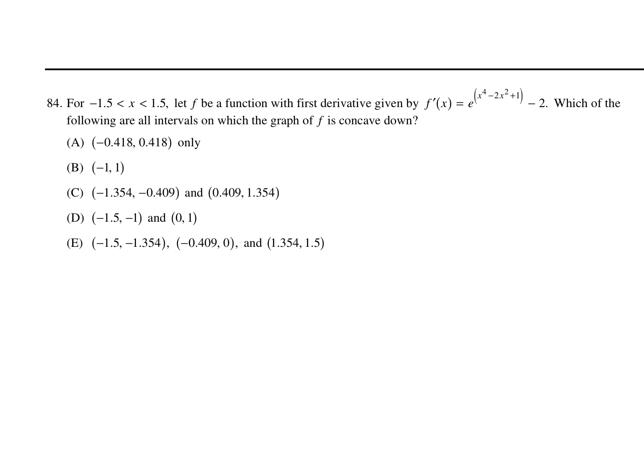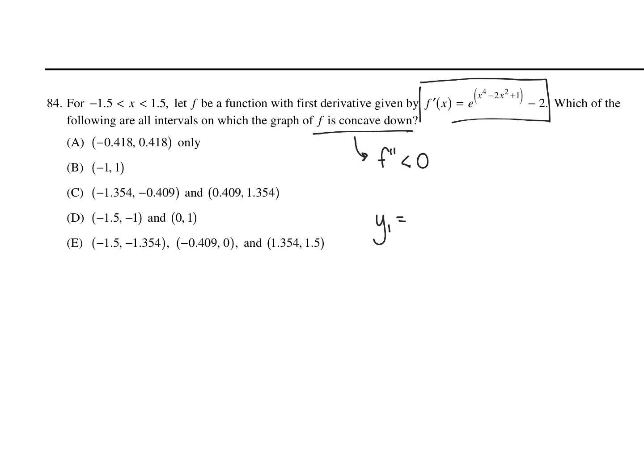Can I show you how I would do it and let you type it in and see how it shows up for you? Okay, so this asks us to let function be f with a first derivative that's given. Which of the following are intervals on which the graph of f is concave down? What would we be looking for when we talk about f being concave down? We want f double prime to be less than 0. We were given f prime. So how do I get from f prime to f double prime?